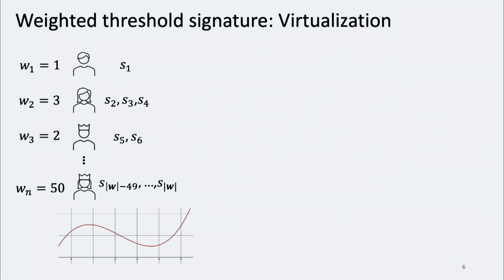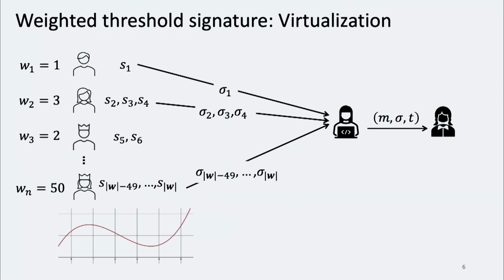Now, if you do this, we're back to the unweighted setting of threshold signature, and we can use any unweighted threshold signature out of a black box. And the rest is the same as before.